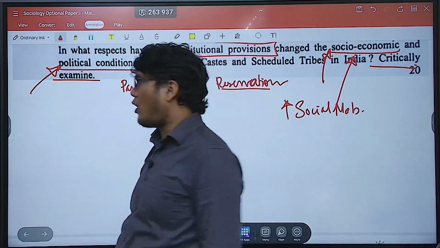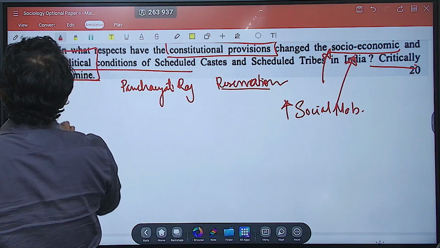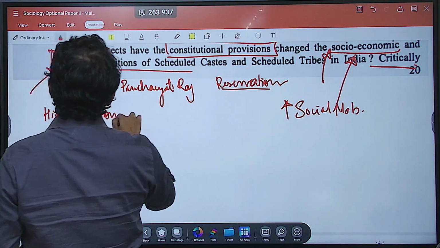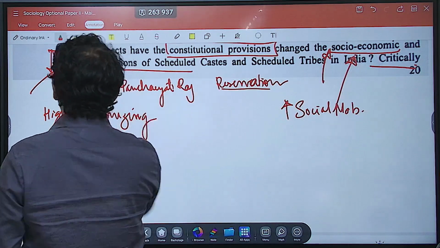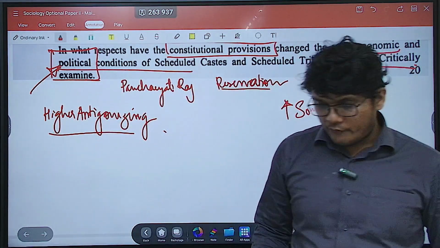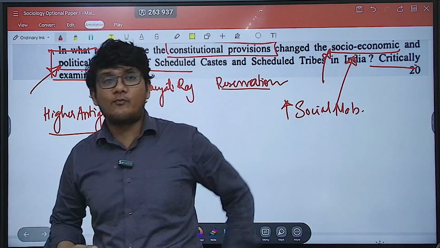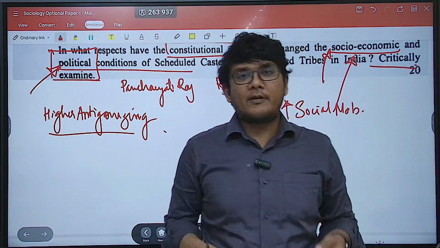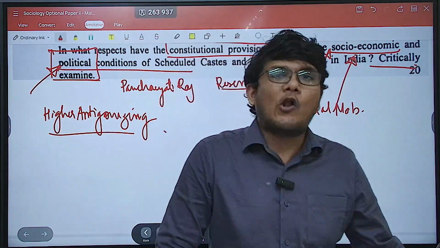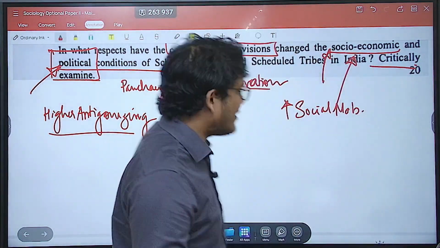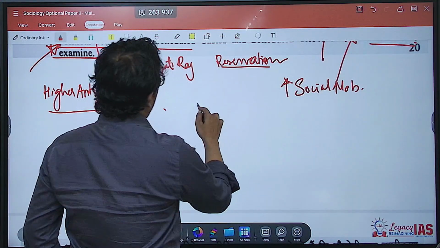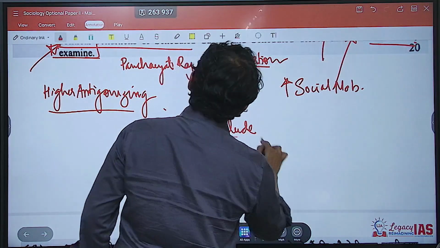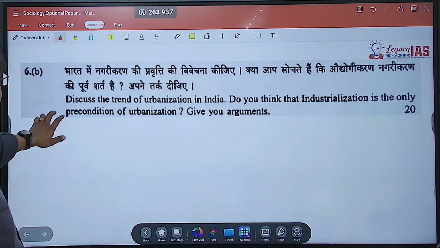The other side will talk about these things. Because of these things, there is higher antagonism against these castes now, because now they are also getting more political power. So there is more antagonism by the upper caste against them, as a result of which more deprivation, more social exclusion is also happening. So this is the other side. So you reconcile the two and talk about what could be the solutions and then conclude your answer. I hope that's clear. Let's move on to the next question.